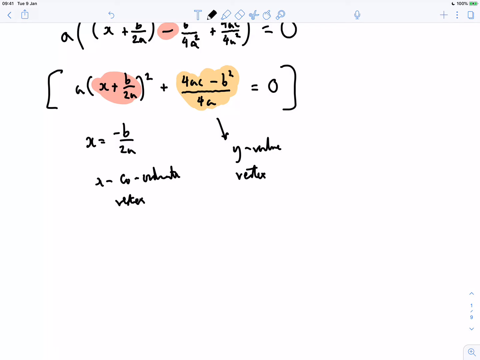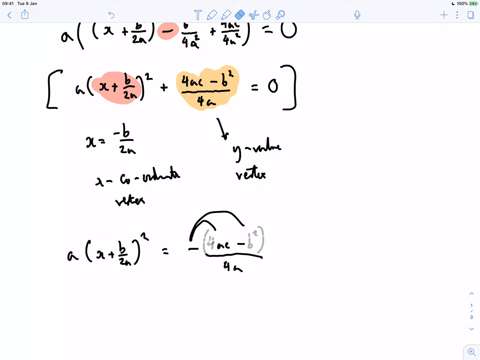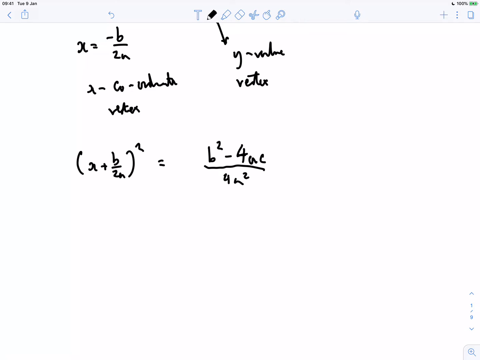So if I was to carry on, I'm going to subtract the orange term to the right hand side. So I've got a lots of x plus b over 2a squared equals minus 4ac minus b squared over 4a. And if I redistribute this out, minus 4ac minus b squared, so that becomes plus b squared. So this will actually become b squared minus 4ac. If I divide both sides by a, then I'll get x plus b over 2a all squared equals b squared minus 4ac over 4a squared.